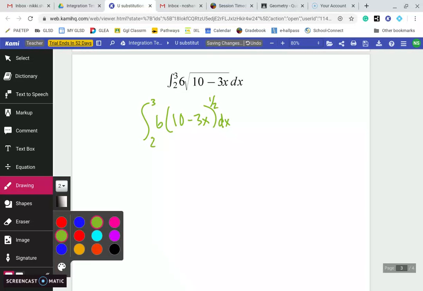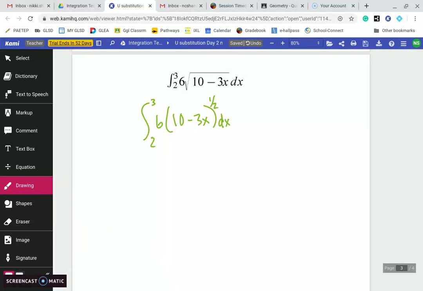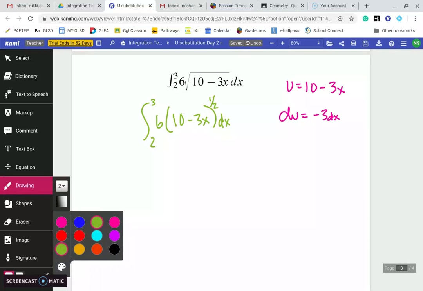And now u is going to be the inside. So u is going to be 10 minus 3x. So du will be -3 dx. Now, I don't have a -3 out front, but I do have a 6. So if you want to think about this as being 2 times -3 times the quantity 10 minus 3x to the 1/2 dx. Now, to put in the u's, the -3x dx becomes du, so the 2 has to stay there. So I'll have 2u to the 1/2 du.